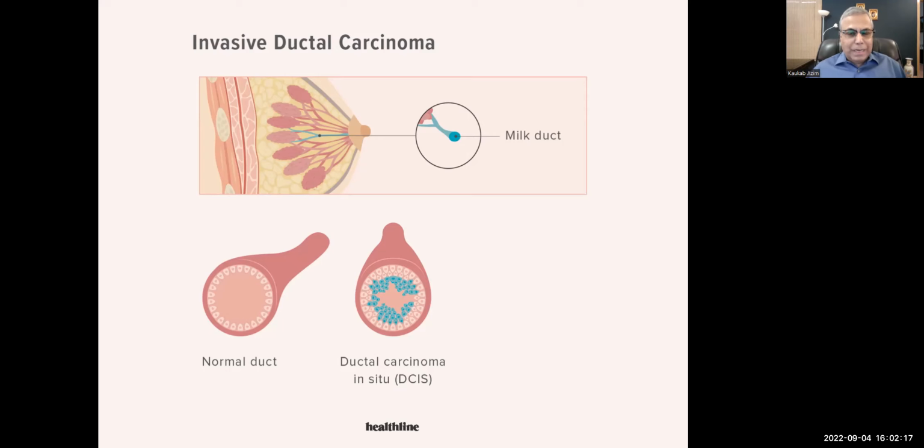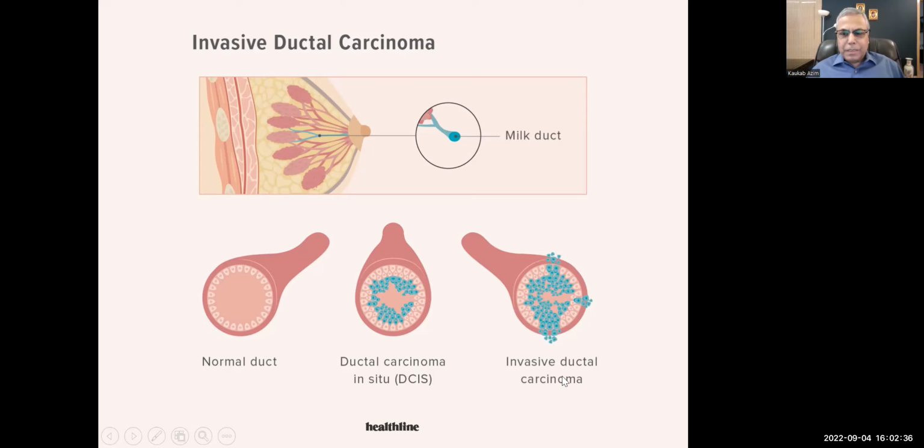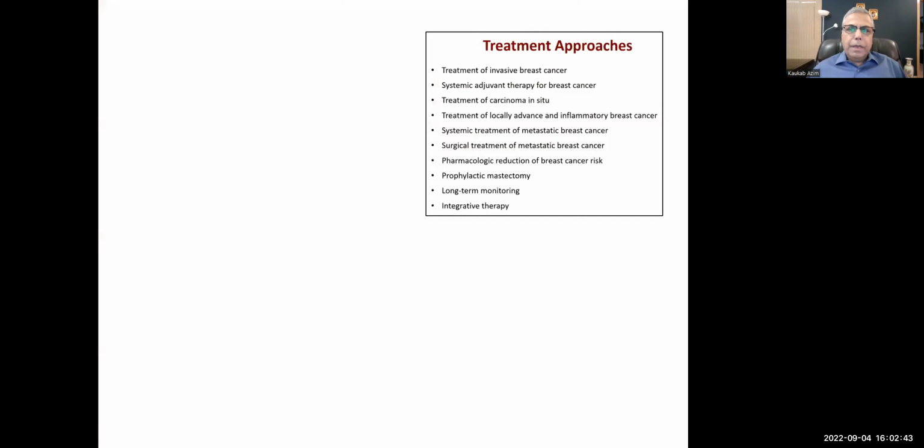Okay, when they invade the basement membrane, like I've shown you in this diagram, you see they have gone through the basement membrane into the surrounding tissue. We call it invasive ductal carcinoma. So carcinoma in situ, not invaded the basement membrane, and invasive carcinoma, it has gone through, it has invaded the basement membrane. All right.